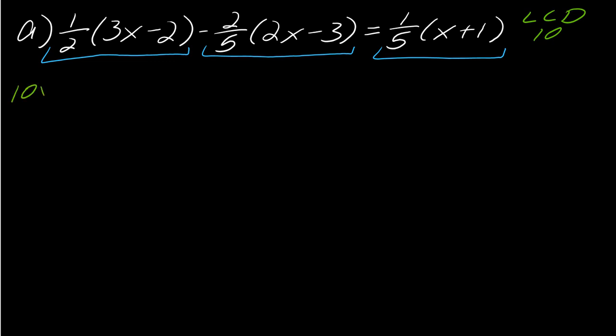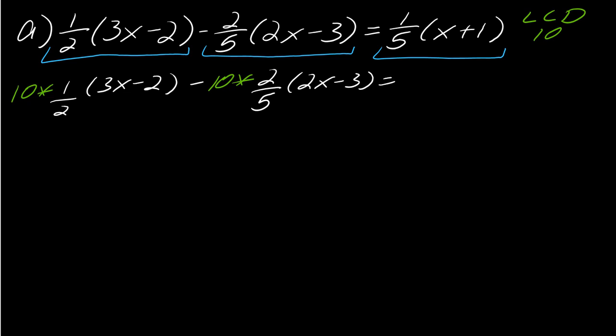If I set this up, this is what it's going to look like. I've got 10 times 1/2, and then this 3x minus 2, minus 10 times 2/5 times 2x minus 3, equals 10 times 1/5 times x plus 1. Because this is eventually going to get distributed in, you don't need to multiply this in the parentheses, and I broke this down more in that lesson video. So all I have to do is figure out what to do with the fractions.